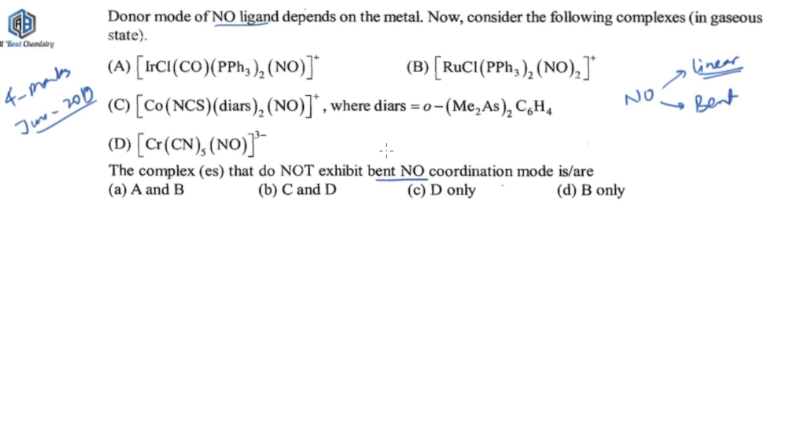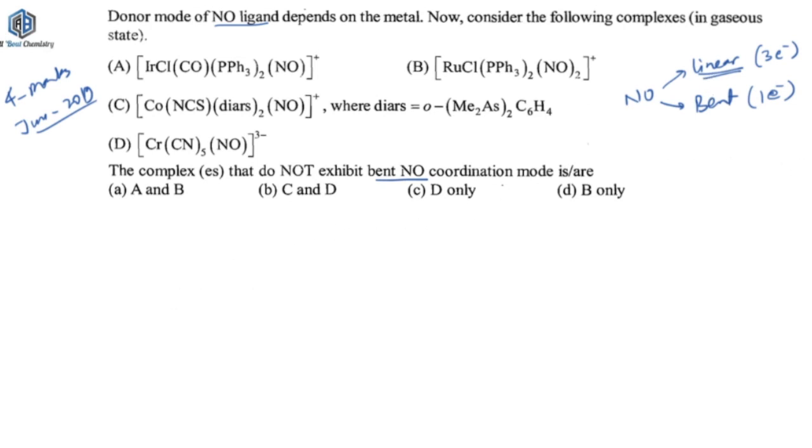So how to answer this? Before answering this, you need to know how many electrons the NO ligand donates in the neutral atom method when it binds in two different modes. So when it is present in the linear mode, it gives 3 electrons to the coordination sphere, and in the bent mode, it gives 1 electron to the coordination sphere. So you need to know these things. This is very important. This is a very basic thing.